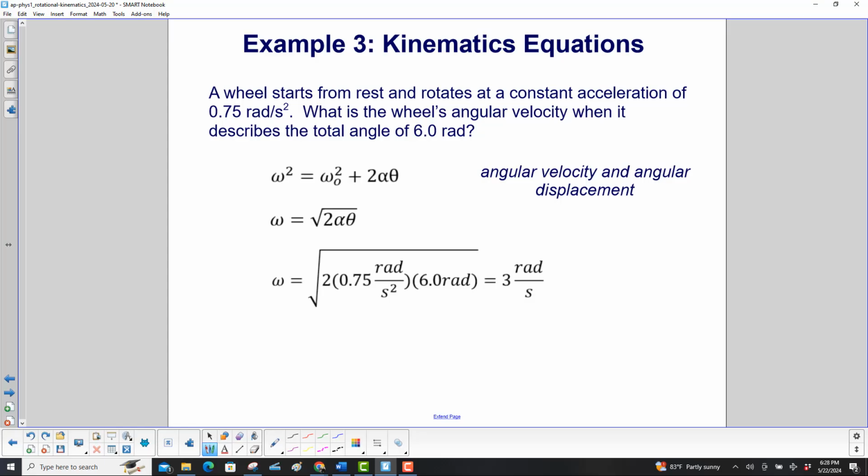And now we have our third kinematics equation, this time for rotational motion. Omega squared is omega 0 squared plus 2 alpha theta. Solve that for omega, and what's our initial angular velocity? Well, that would be 0 because you start from rest, so that disappears. Substitute in our numbers, and we get omega is 3 radians per second.